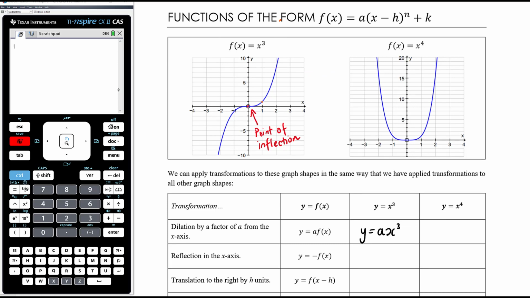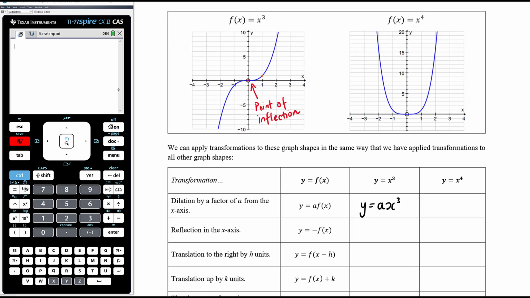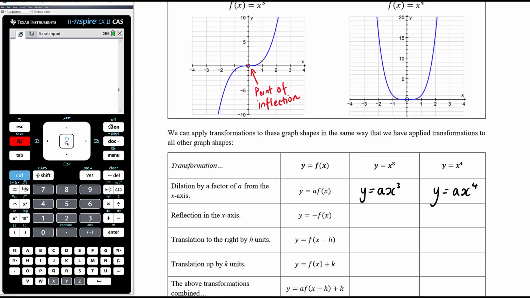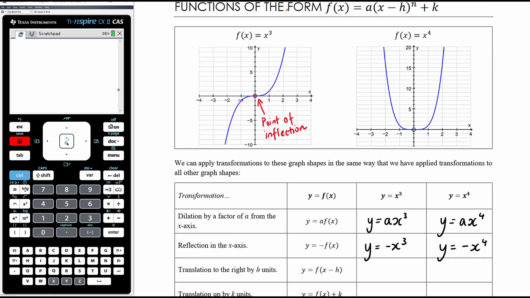Similarly for the quartic, dilating by a factor of a from the x-axis, y equals a times x to the power of 4, multiplying the whole function by a. We know we can reflect these shapes in the x-axis by making the whole function negative, so multiplying the whole function by -1. In the case of the cubic, that's y equals negative x cubed. In the case of the quartic, that's y equals negative x to the 4. If we were to take this cubic shape and reflect it in the x-axis, it's instead going to be going this way. If we were to take this quartic shape and reflect it in the x-axis, it's instead going to be going this way.